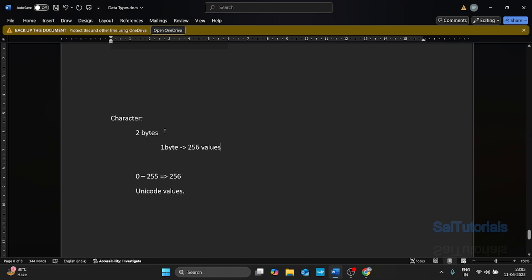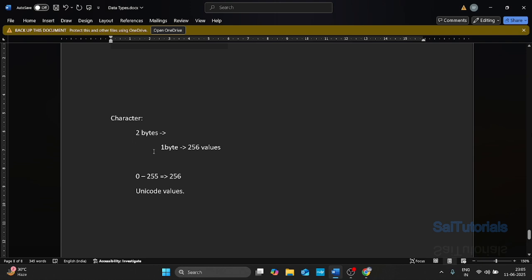But in Java, it supports more characters. Apart from the English alphabet, it also supports the alphabets from other languages like Hindi, Telugu, Tamil, everything. Okay, and we have some unique symbols and special symbols. That's why it consumes 2 bytes.